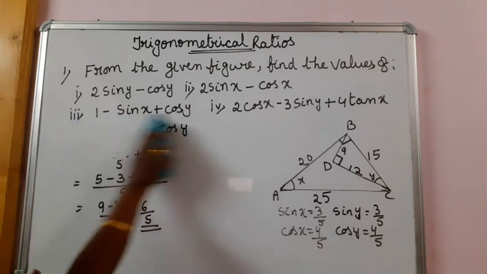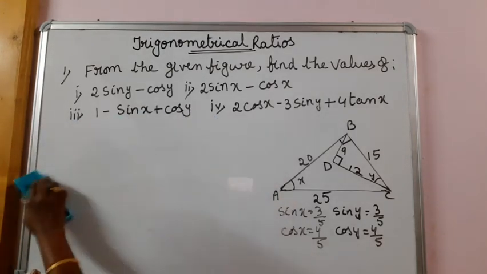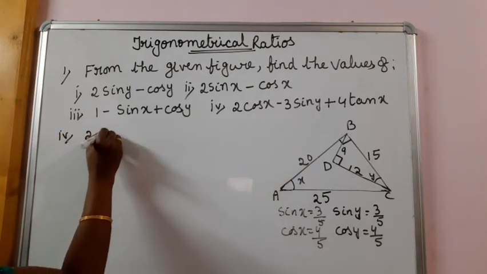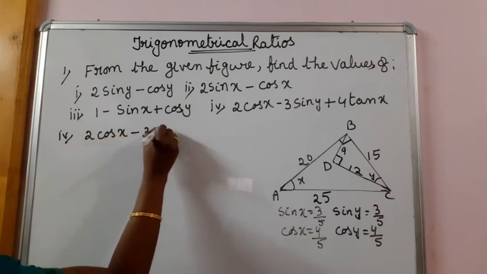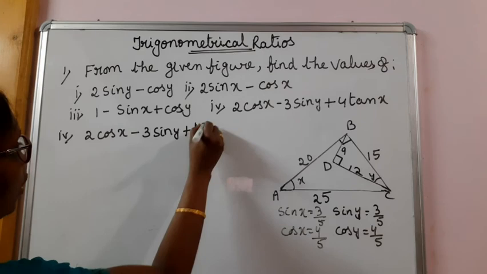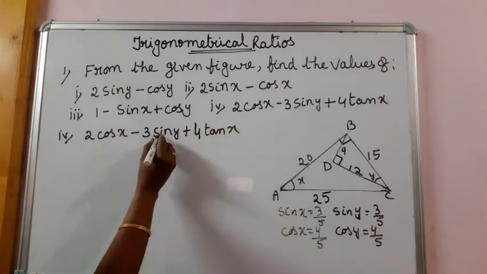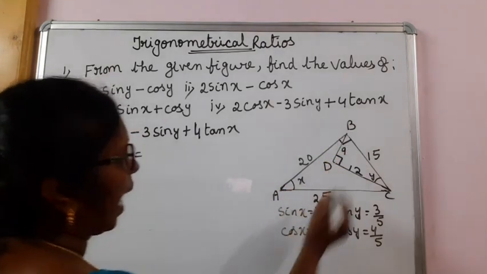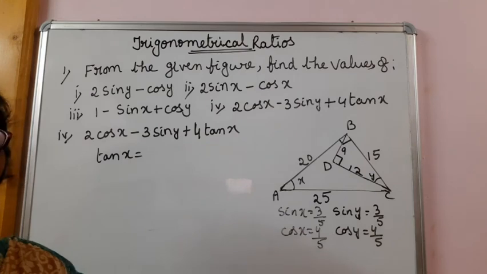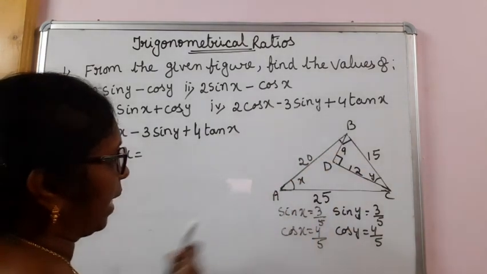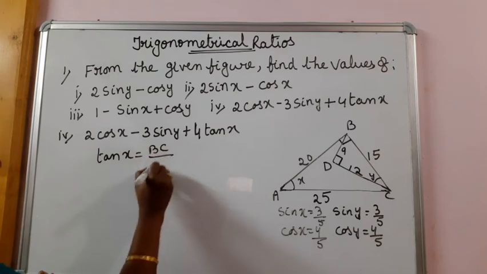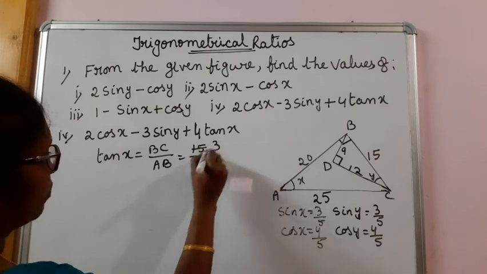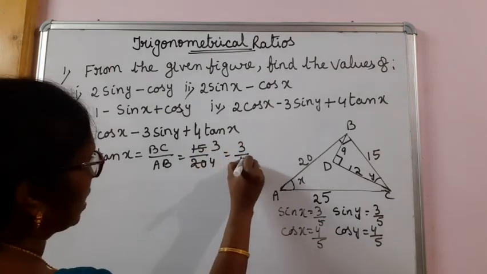Okay, now let me do the fourth bit for you. 2 cos x minus 3 sin y plus 4 tan x. These two are known to us. Tan x value let us find out. For this angle x, tan of an angle is perpendicular by base, or opposite side by base. Here we get BC by AB. BC is 15, AB is 20. 5 3s are 15, 5 4s are 20, that is 3 by 4.